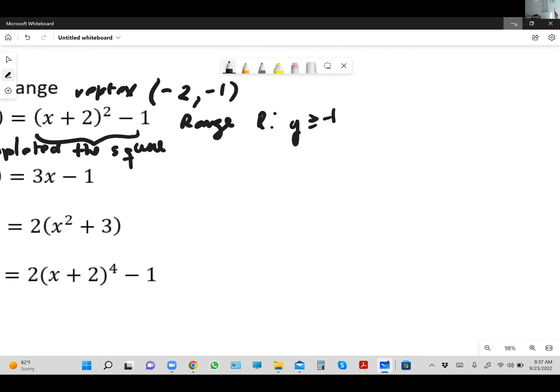Because you know that the vertex there is going to be a minimum. It's a parabola facing up. A quick sketch of it is going to look like this, something like that. The smallest value is -1, and it goes up to infinity. Does that make sense?